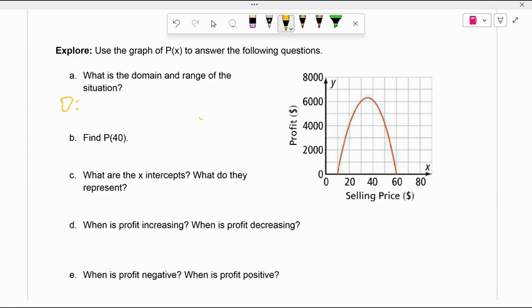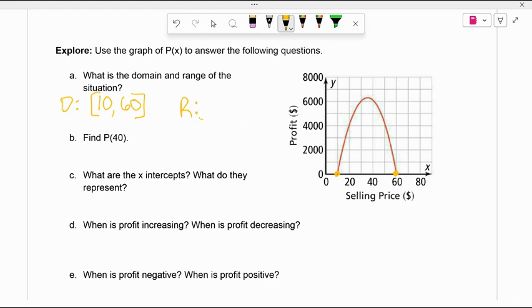Our lowest selling price that we can sell it for is 10. It doesn't go any lower than that. We're not going to charge less than 10. And we can charge 10, so square bracket. And then it goes all the way over to 60. That'll be the most that we spend. So 10 to 60, anywhere in there, that's our domain.